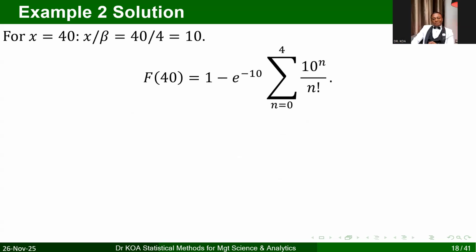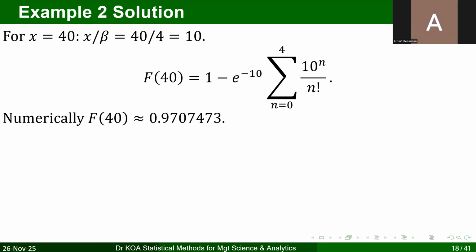And then you calculate from 0 to, what was your 0 value? For the 10, 0 will be 1. And then 1 is 10 and 2 is 50. So whatever answer you get summing them, you multiply it by e raised to the power negative 10. Whatever answer you get is subtracted from 1, and that will give you 0.97.